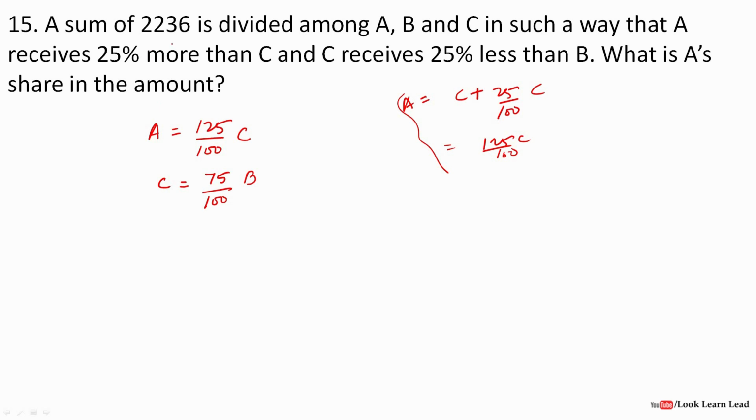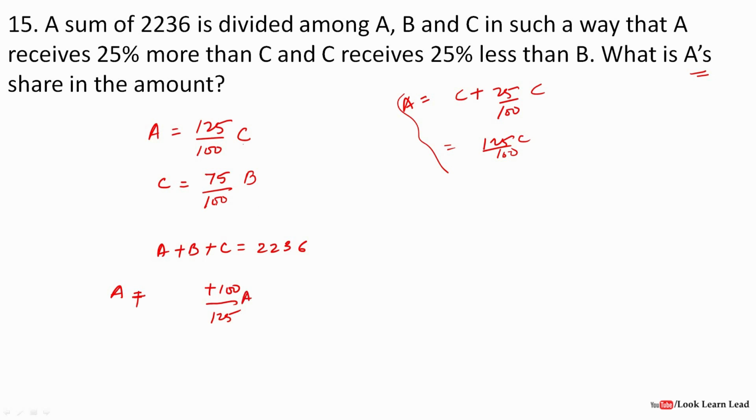And the sum is what? 2236. So the total, A plus B plus C, is 2236. Now what is asked? What is A's share in the amount? So we will convert everything in terms of A. For C, what can we write? C is equal to 100 by 125 A.